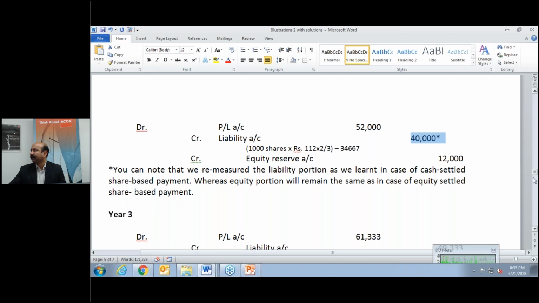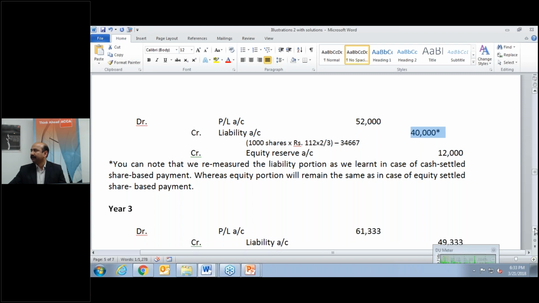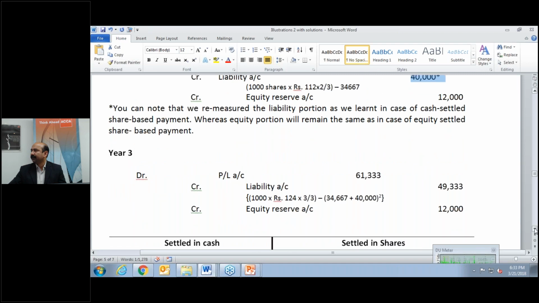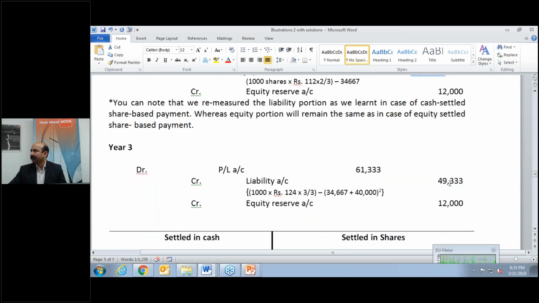Similarly, in year 3, this is further changed because the price has moved to 124. Share price is increasing, and our liability is based on this share price. You can see that your liability is also increasing, but your equity reserve will remain the same.